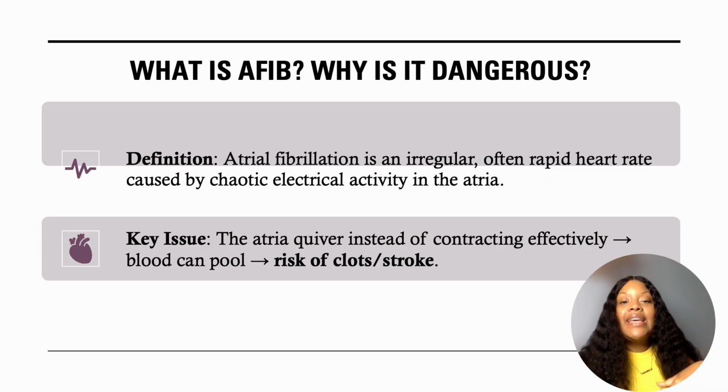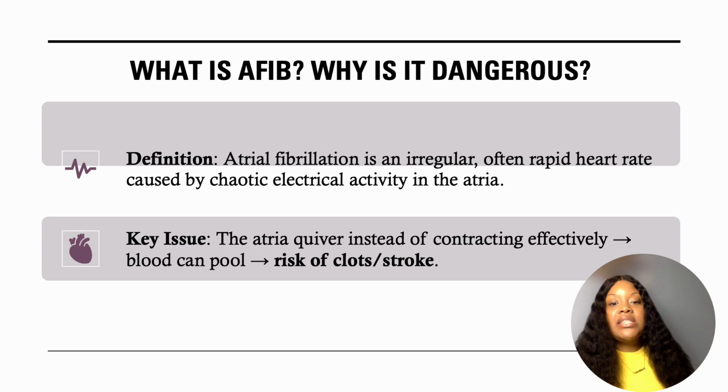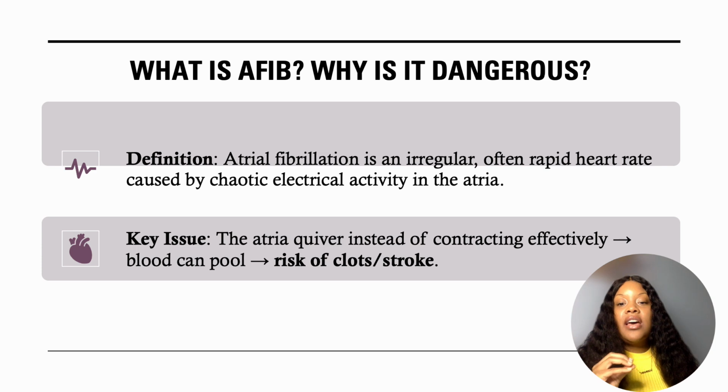All right, so what is AFib? AFib is an irregular, often rapid heart rate caused by chaotic electrical activity in the atria. So the key issue, why is this so dangerous? It's because the atria actually quivers instead of contracting effectively. Instead of the atria contracting like they should, they're basically just quivering. It is not contracting like it should.